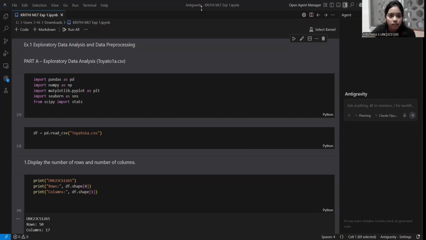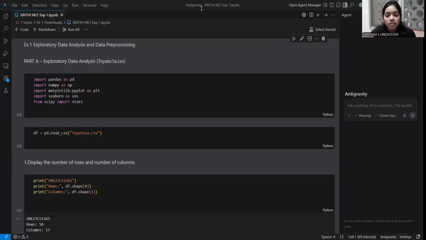Part A is exploratory data analysis. First, the required libraries are imported: Pandas for data manipulation, NumPy for numerical operations, Matplotlib and Seaborn for visualization, SciPy stats for statistical calculation. Then the dataset Toyota 1A.CSV is loaded into a data frame: df = pd.read_csv of Toyota 1A.CSV.